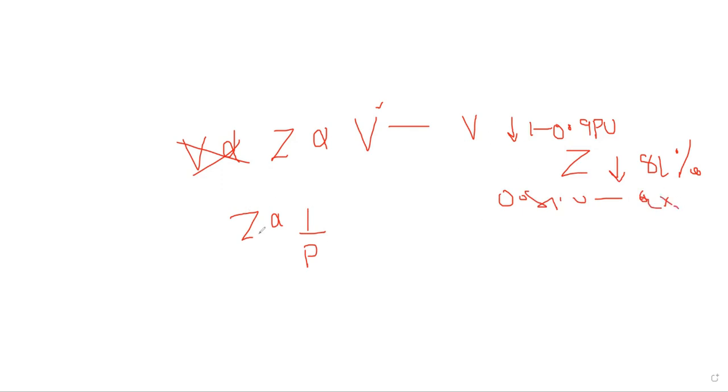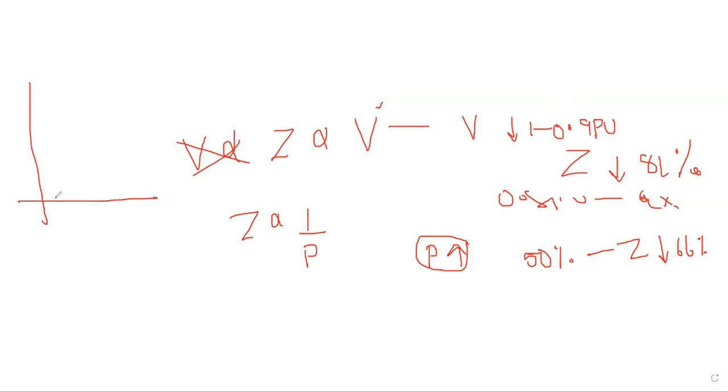And similarly, the impedance is related to the apparent power: if the power consumption increases, the load increases, so the power flow will be high. If the power flow is raised by 50%, then the impedance again drops to 66%. So this may lead to the operation of your Mho characteristics.